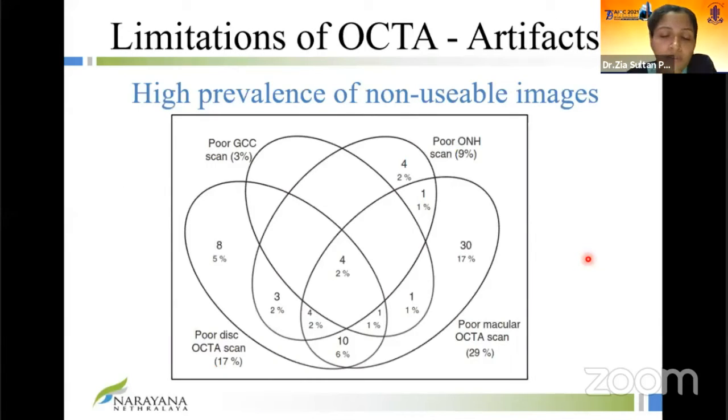So when we first got the OCTA, this is a study we did maybe 2016-17, where we were comparing the diagnostic ability of OCT and OCTA in glaucoma. And this is one of the first images in that paper, which shows you how many images were not usable because of artifacts. And you can see that it's quite stark that for the OCT, whether it was the GCC or the optic nerve head scans, it was under 10% that we couldn't use. In contrast, OCTA scans were between 20 and 30%. At that point, we were not sure whether this technology is usable at all because of this high prevalence.